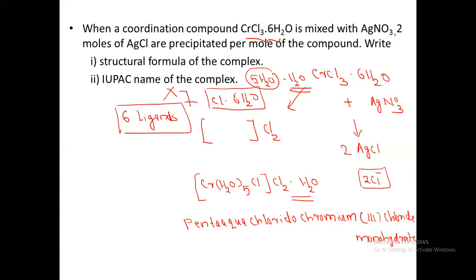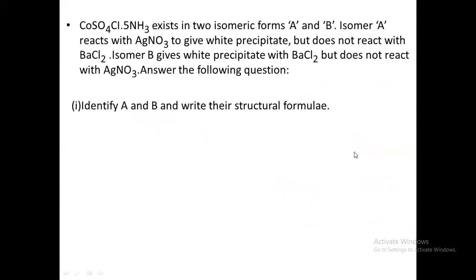So the only thing to be careful about is that you cannot have more than 6 ligands inside the coordination sphere. Maximum 6 is allowed. So if anything extra is coming, it should be outside, but you cannot take Cl here because it's given that only 2 AgCl is precipitating. Okay, if it's clear, we'll see one more example, the last example. Okay, it's all previous years' questions.